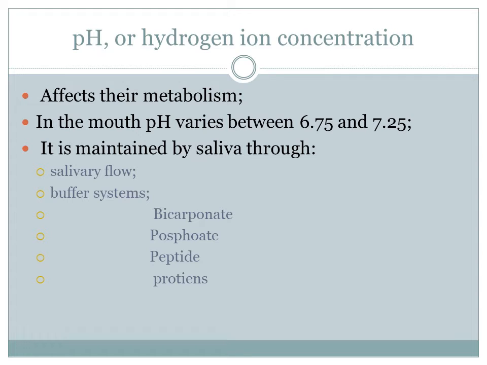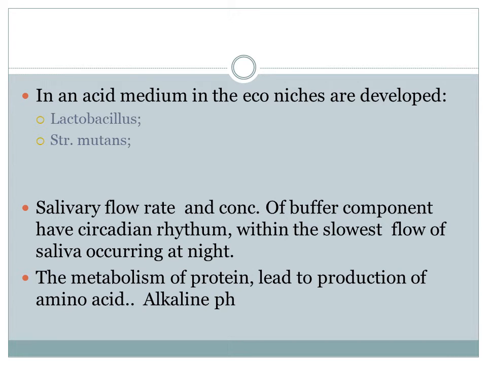pH or hydrogen ion concentration affects their metabolism. In the mouth, pH varies between 6.75 and 7.25. It is maintained by the saliva through saliva flow and buffer systems: bicarbonate, phosphate, peptides and proteins. In an acid medium, ecological niches are developed by lactobacilli and Streptococcus mutans. Salivary flow rate and concentration of the buffer components have a circadian rhythm, with the slowest flow of saliva occurring at night. The metabolism of protein leads to the production of amino acids and alkaline pH.